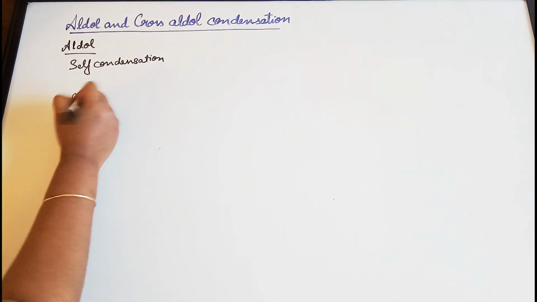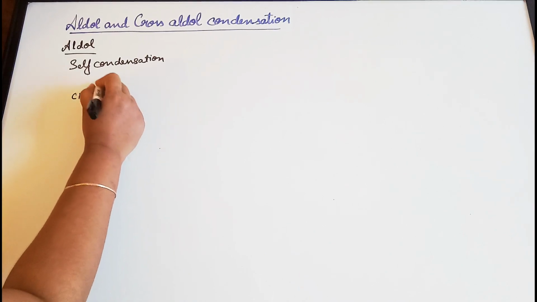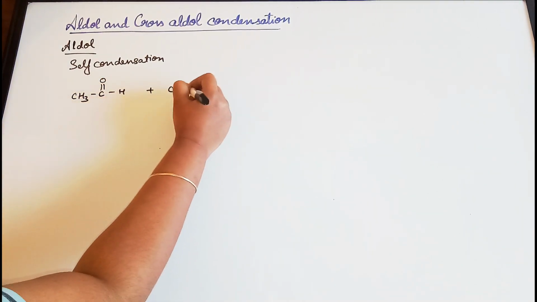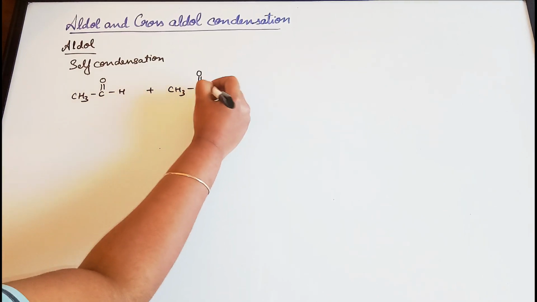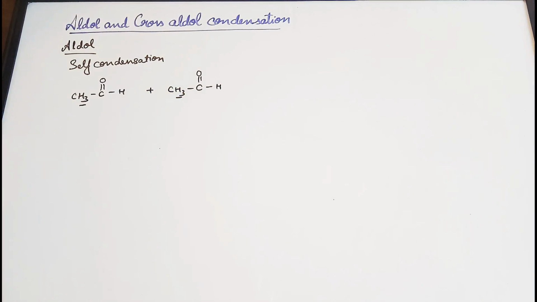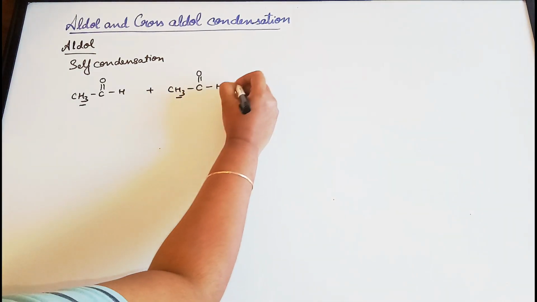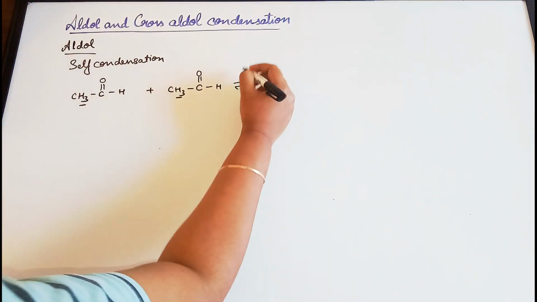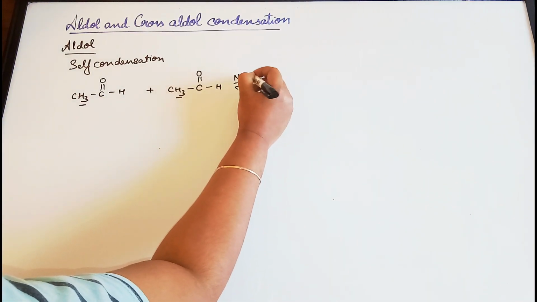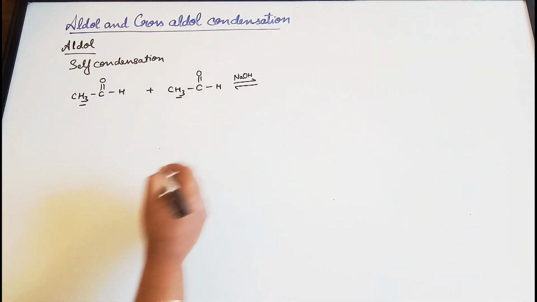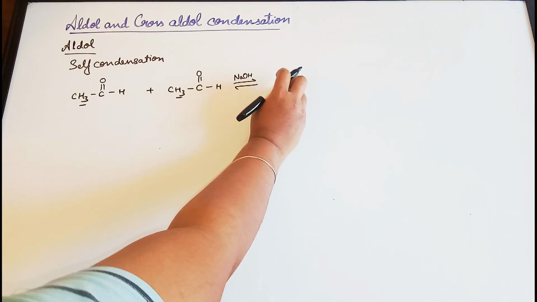So we are taking the example of ethanal. It does have an alpha hydrogen. It actually has 3 alpha hydrogens because CH3. So this is going to undergo self condensation in the presence of a dilute alkali, and this dilute alkali is going to be NaOH. Now this leads to the formation of something called an aldol.